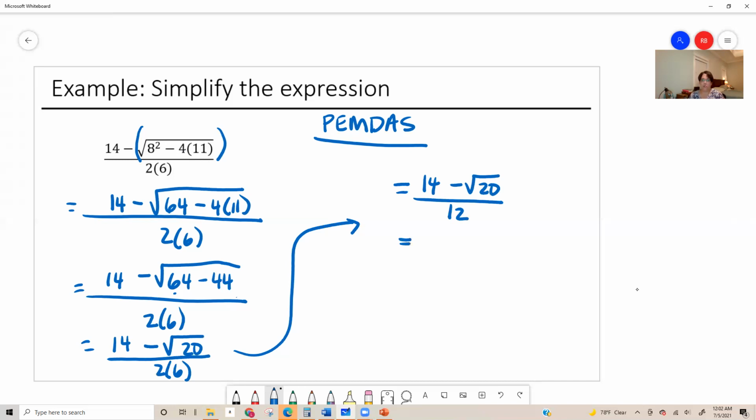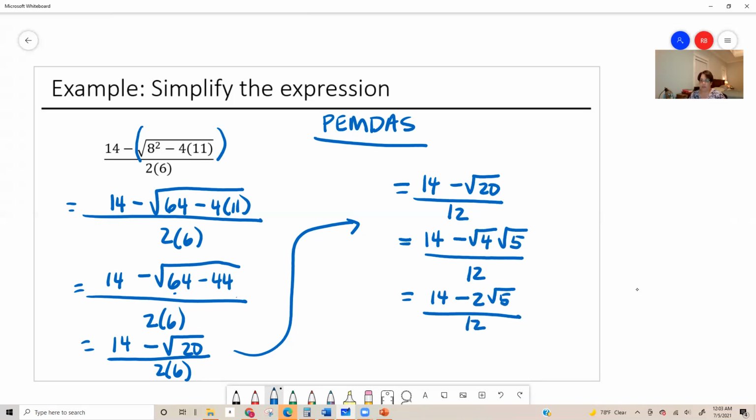Okay, now you have to simplify everything that you can. So we need to simplify the square root because there's a perfect square inside of that as a factor. So we're going to have 14 minus the square root of 4 times the square root of 20. No. Square root of 4 times the square root of 5. Sorry about that. So over 12, and that's going to be 14 minus 2 times the square root of 5 over 12.